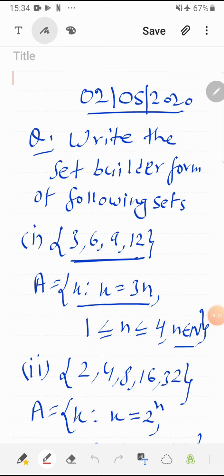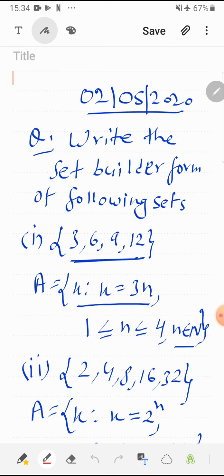Students, today we are going to discuss some questions based on set builder form of sets. After that we will discuss the types of sets. So the first question under this category is the set {3, 6, 9, 12}.